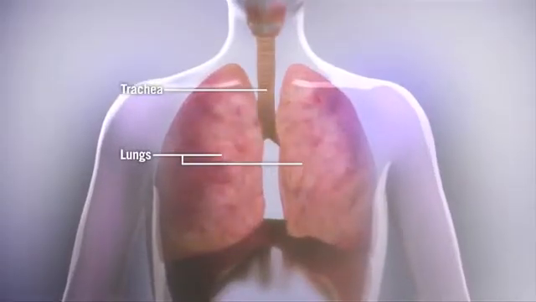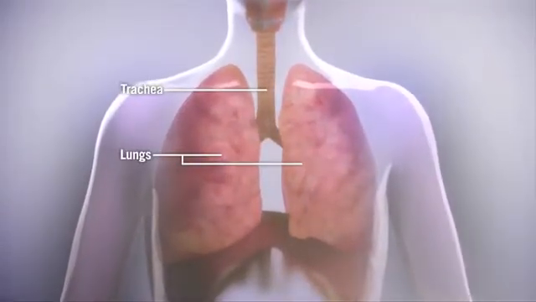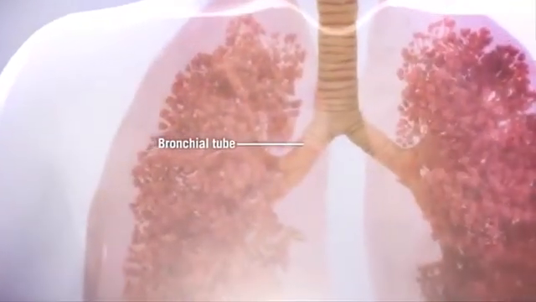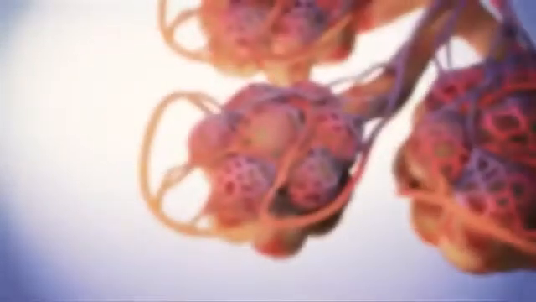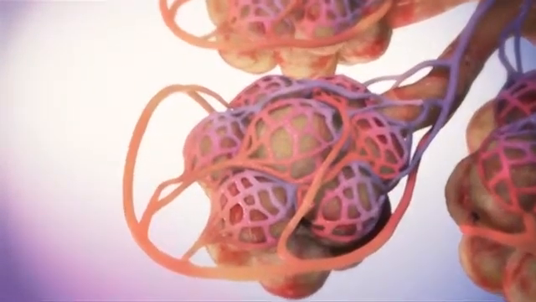Now that we have seen the structure of the villi, let's take a look at the alveoli. The alveoli are part of the respiratory system. They are located at the very end of the branching tubes of the lungs. The alveoli are tiny sacs covered in blood vessels.